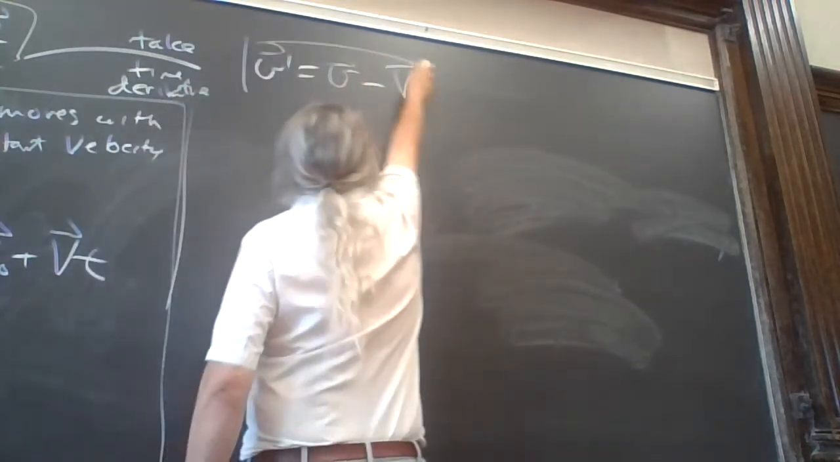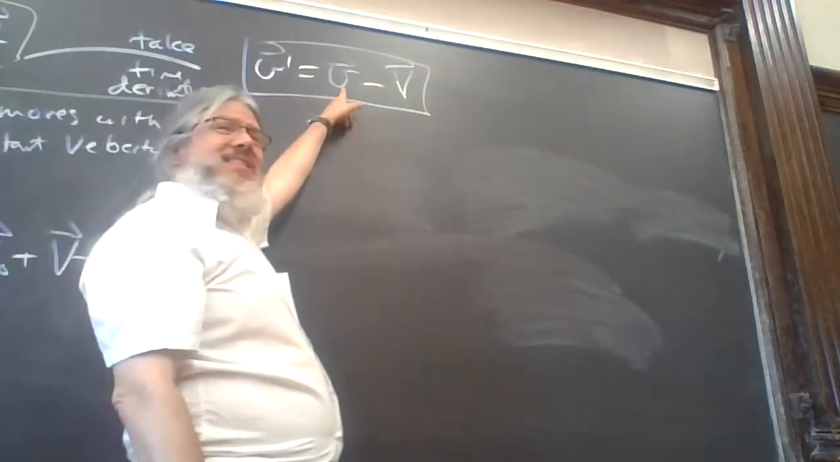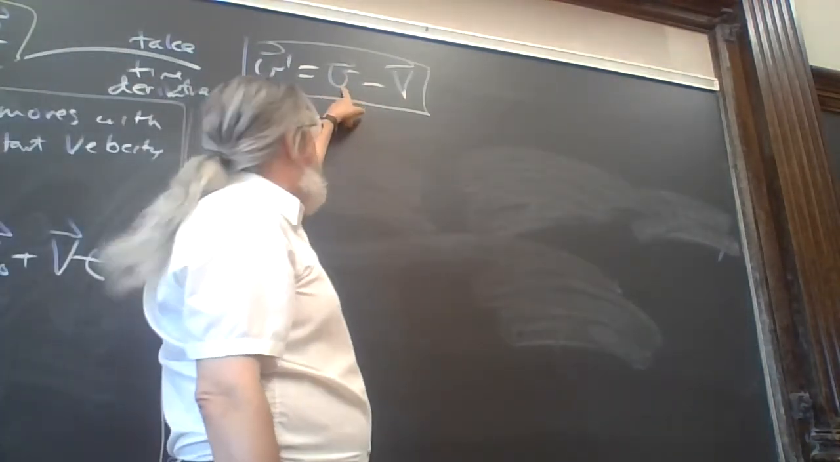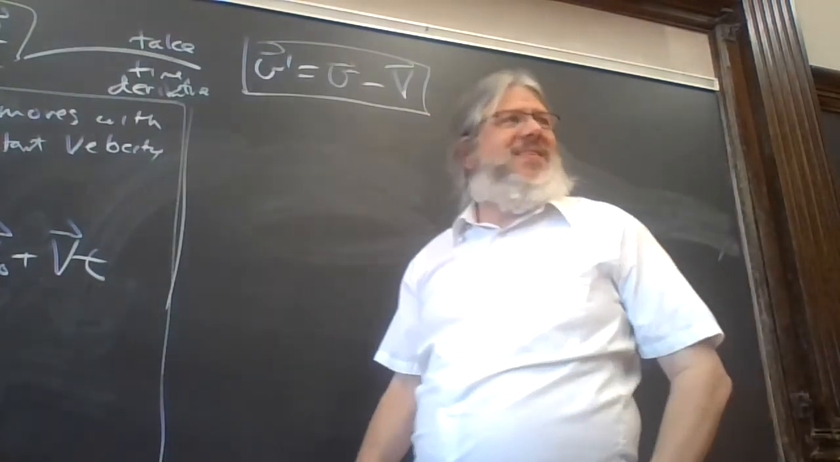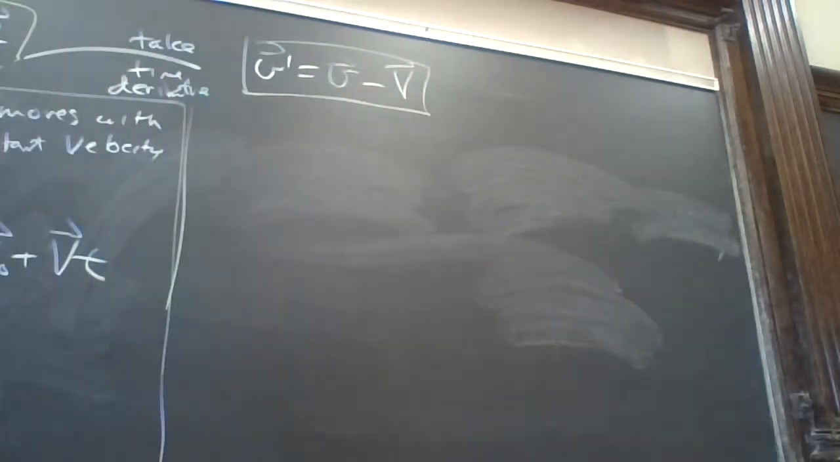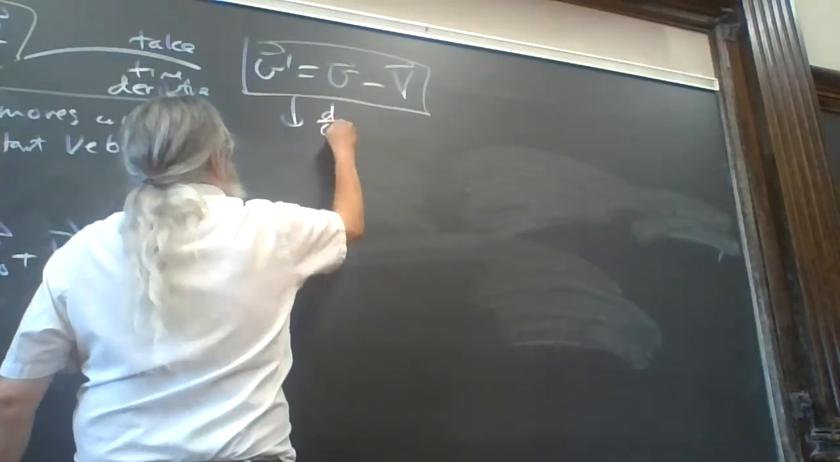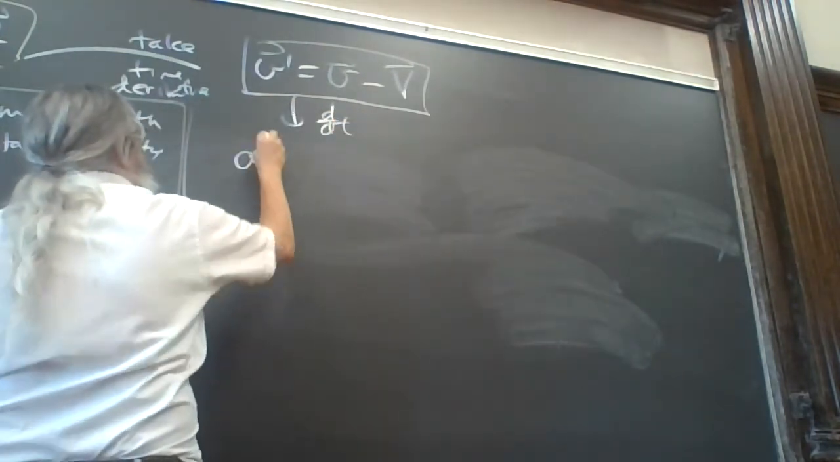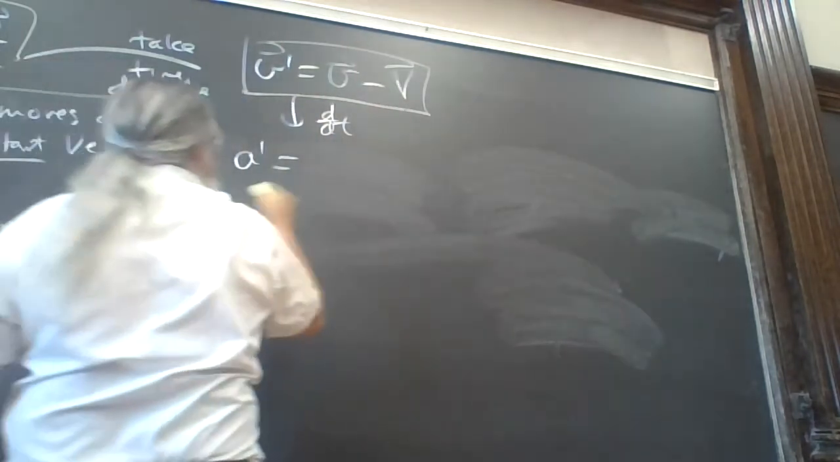Okay. So now I have a transform rule for the velocity. In order to get the velocity in the prime frame, given the velocity in the unprime frame, I just subtract the velocity of the moving train. Again, this is very distant practice here again. Okay. And then I take one more derivative. Again, d/dt on both sides. And I get a prime equals, well, this is constant. That's what I said, constant. So this is just a.